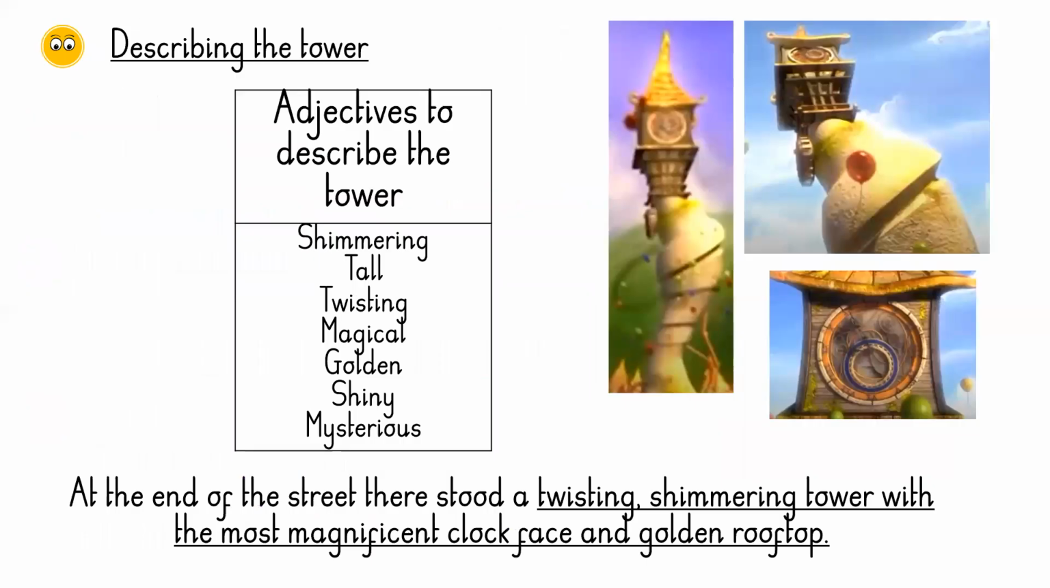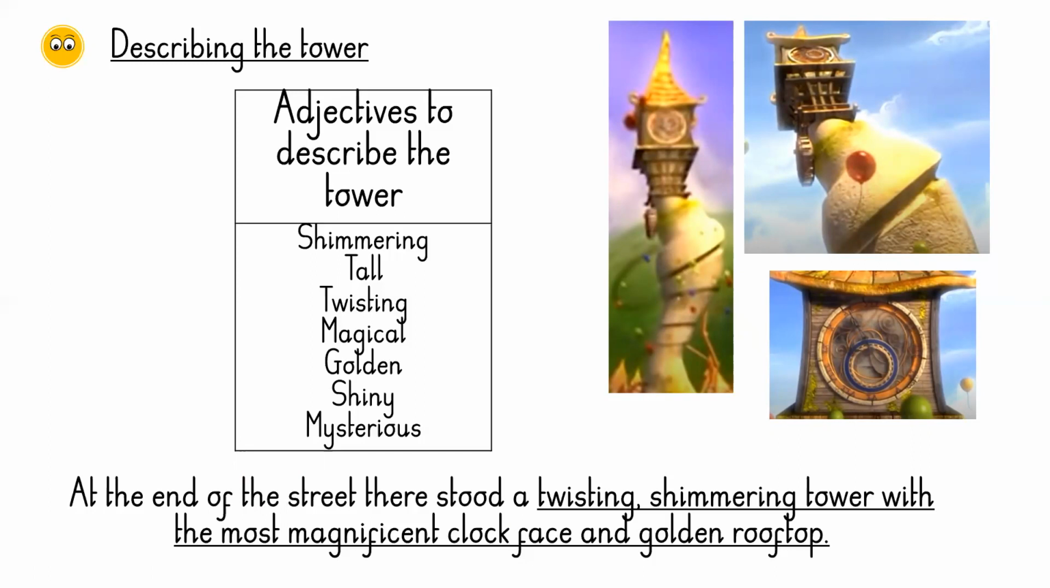So sentence 1, describing the tower. I've put up some pictures of what the tower looks like. If you want to go back to the video and get a really good idea of what that tower looks like, then that's also fine. But I want you to think about all of the words that you could use to describe that tower, and use your imagination. It might be that you can't see certain things on there, but you want to make it more your own, and you can think of any words. So I've given you some examples.